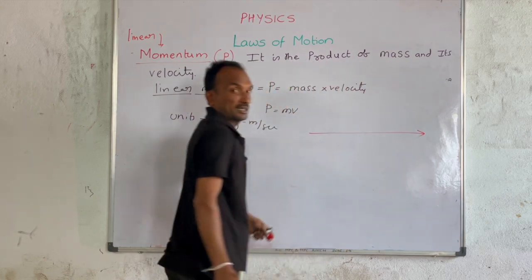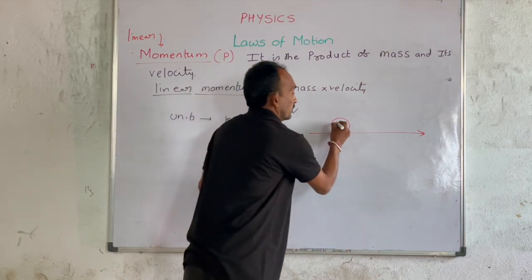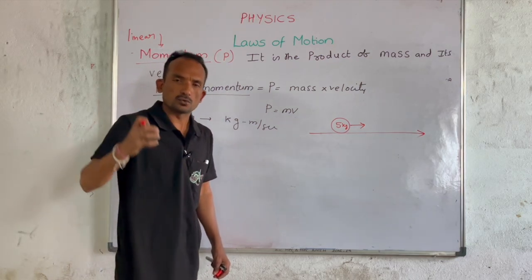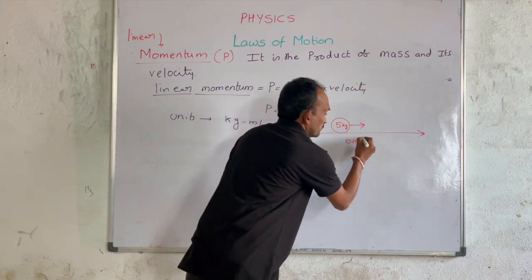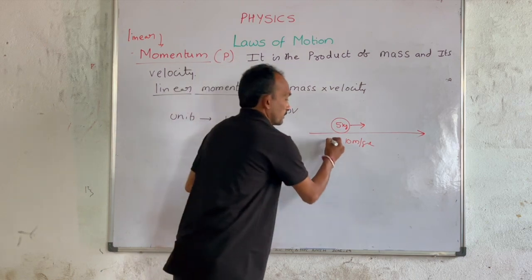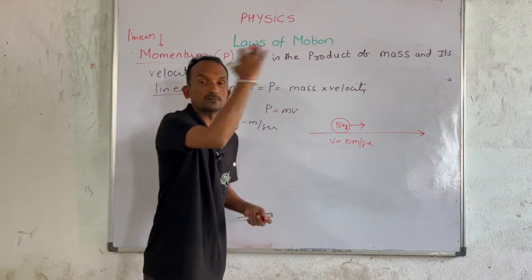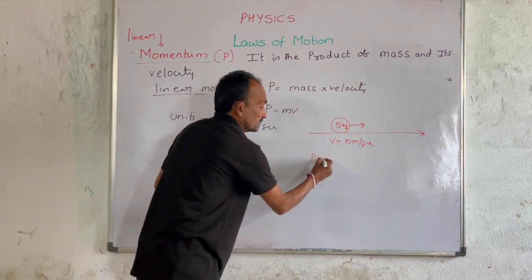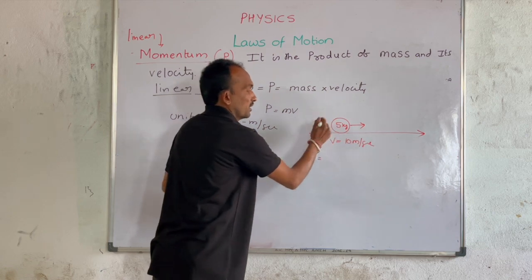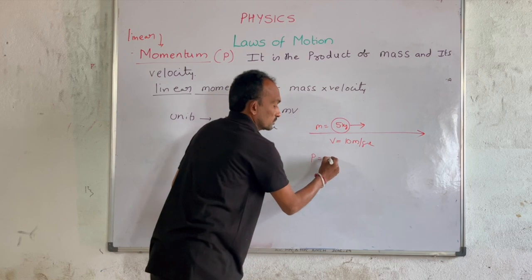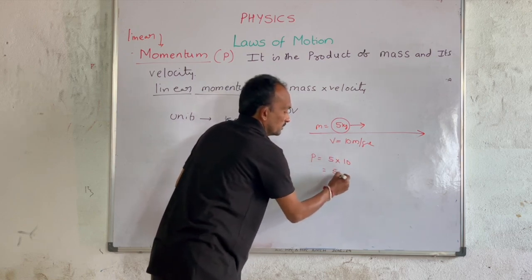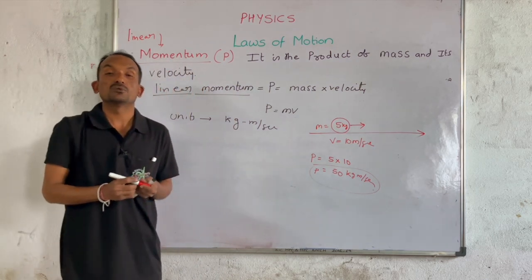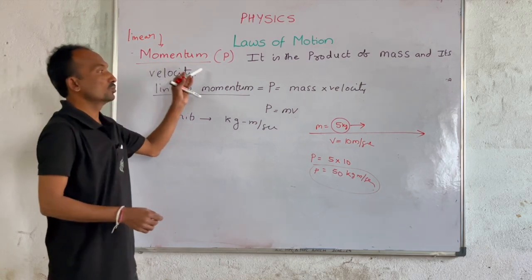When the body is in motion, here on a straight line, a sphere of 5 kg is rolling with 10 meter per second. Then what is the momentum? Momentum is the product of mass and velocity. Mass m is equal to 5 kg, v is equal to 10. So m v is equal to 50 kg meter per second. This is the momentum of the body. When the body moves in a straight line, it is called linear momentum.